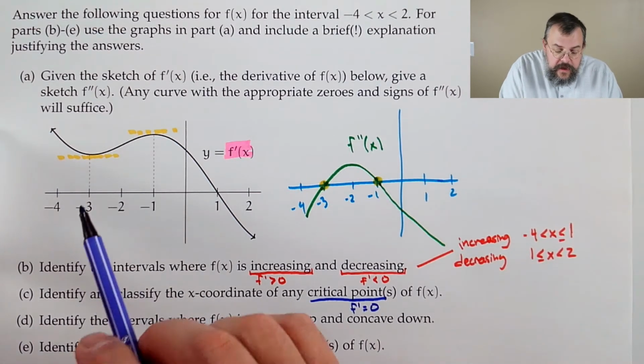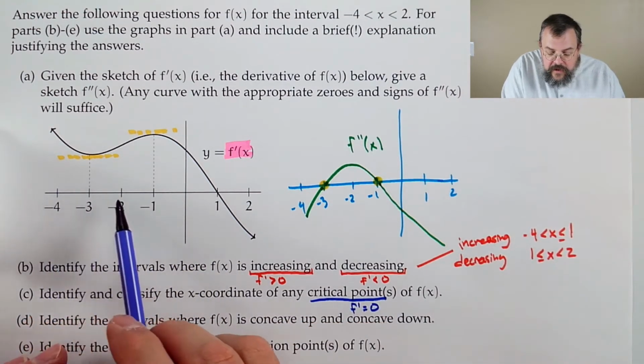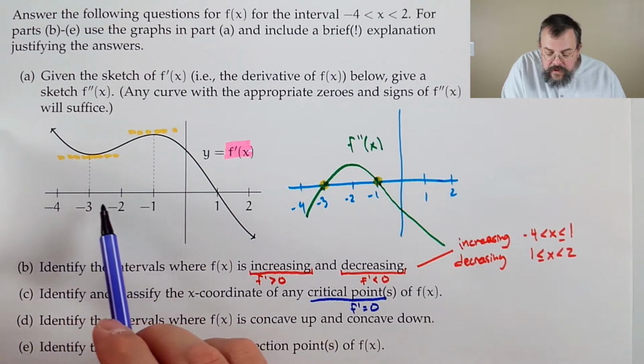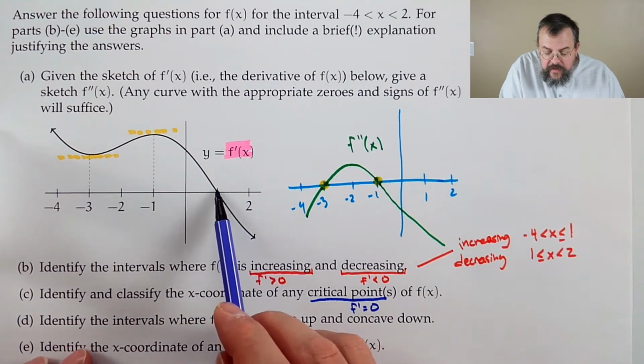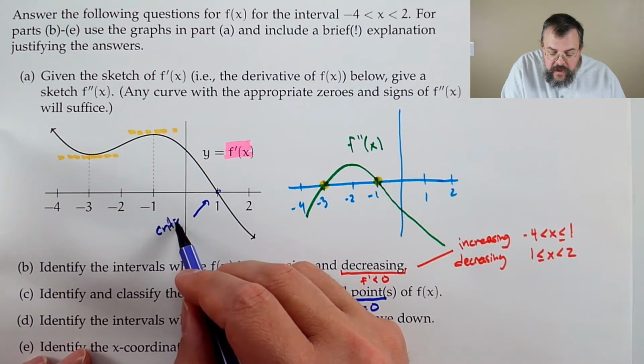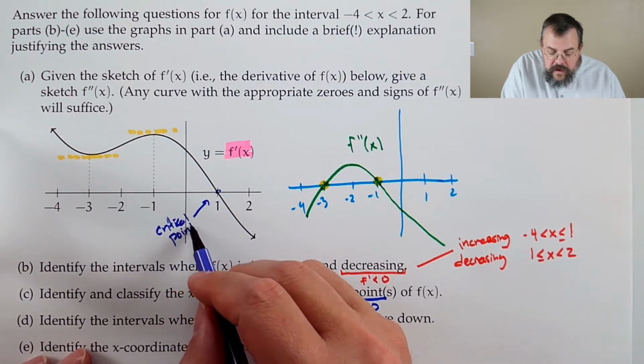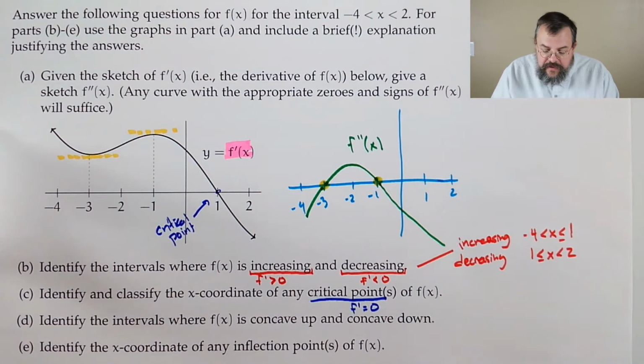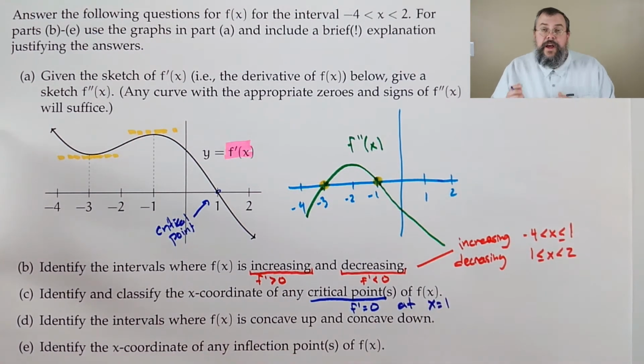So the critical points would be where our first derivative equals 0. And so I'm asking, when do I cross the axis here? When do I cross the x-axis? So that's here. So this is a critical point. Okay, so f prime equals 0 at x equals 1. So now we know there is one critical point, and it happens at 1.